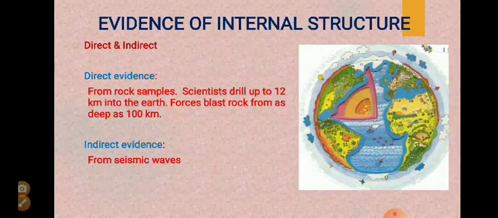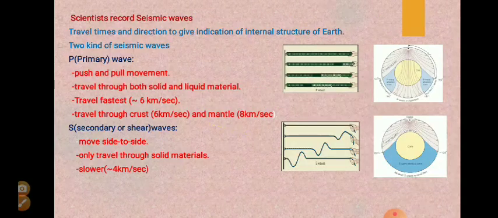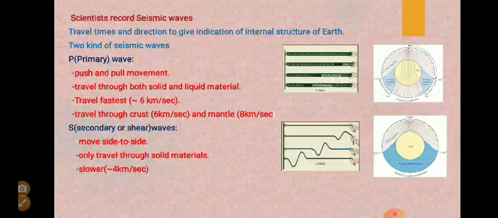So about the internal structure of Earth, there are two types of evidence. The first one is direct and the second one is indirect. Direct evidence is from rock samples. Scientists drill up to 12 km in the Earth, and forced blast rock comes from as deep as 100 km. Indirect evidence comes from seismic waves. Scientists record seismic waves, their travel times and direction, to give an indication of Earth's internal structure.